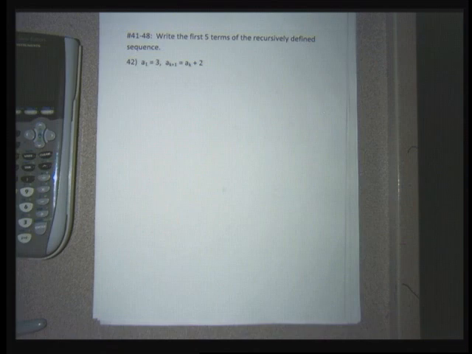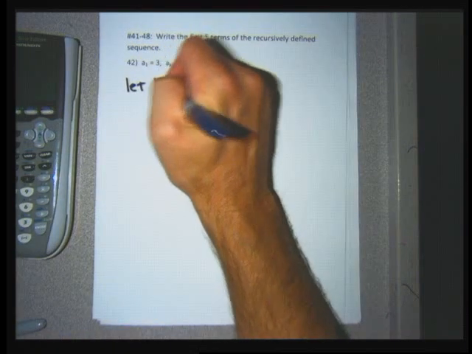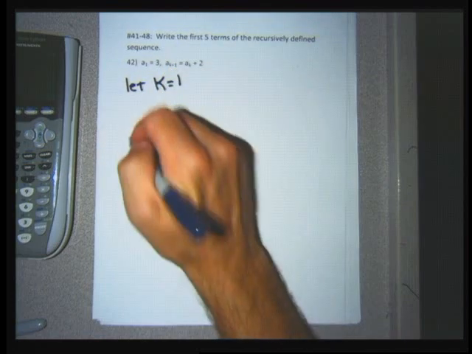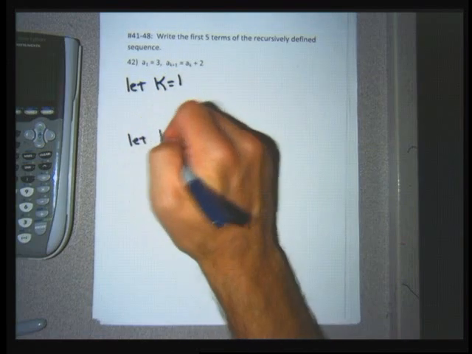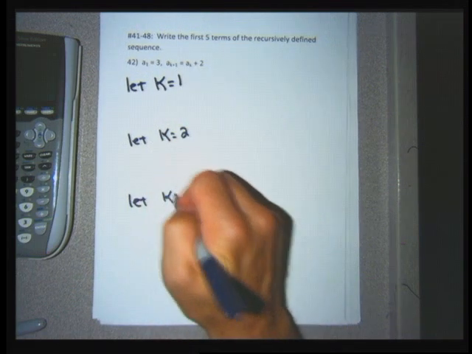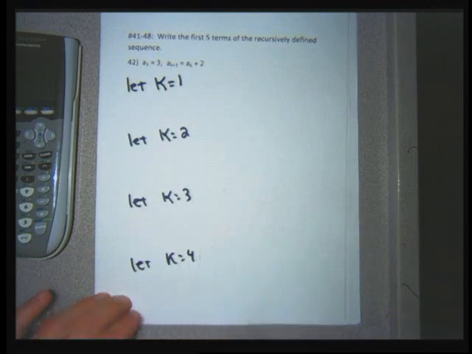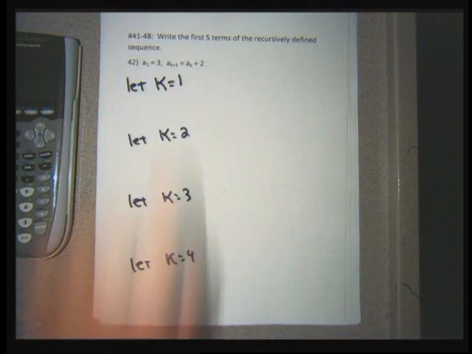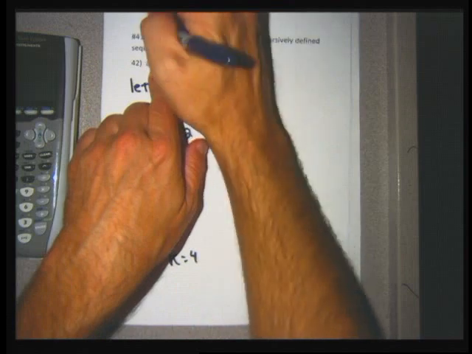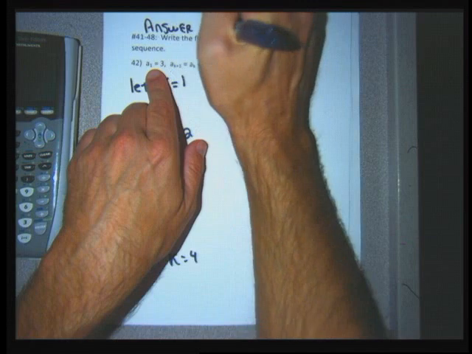For each one of these problems, I'm trying to find 5 terms of the sequence. I'm going to let k equal 1. And then I'm going to let k equal 2. Then I'm going to let k equal 3. And then I'm going to let k equal 4. All of a sudden, that doesn't look like I'm doing 5 things. I'm asked to find the first 5 terms of the sequence. Well, the first term in the sequence is 3. So up here, I'm going to squeeze my answer because I'm afraid I'm not going to have the room. So the first term in this sequence is 3.